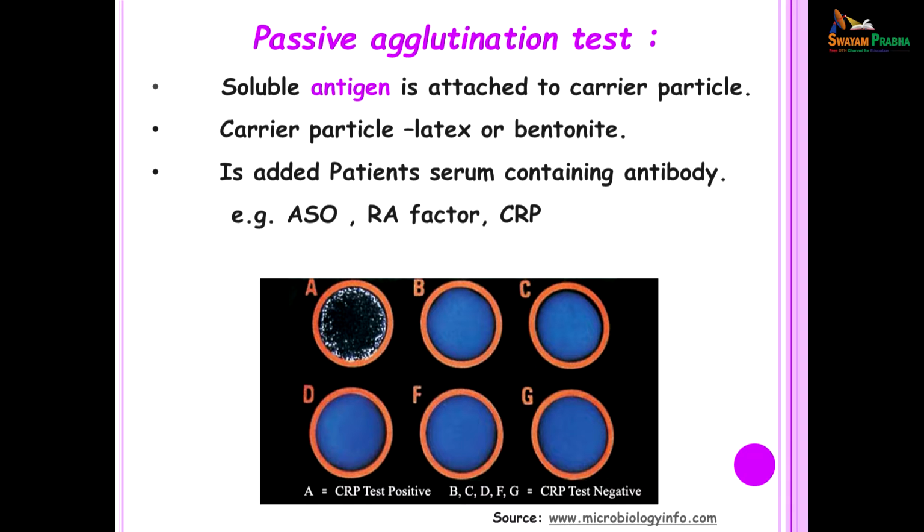Today, the passive agglutination tests use latex as the carrier particle, and a drop of this latex particle containing antigen is added to the patient's serum containing antibody. The slide is gently rotated, and within a minute or two we can see agglutination and decide whether the patient has that particular antibody or not.